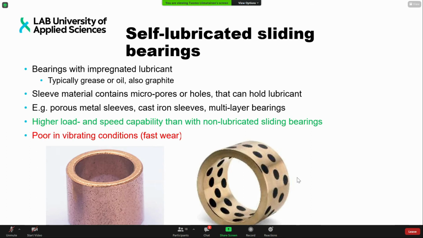So if you have an application where you can maintain or exchange these components every 6 months, then the fast wear probably wouldn't be a problem. But nevertheless, it's something you need to consider while selecting the bearing.